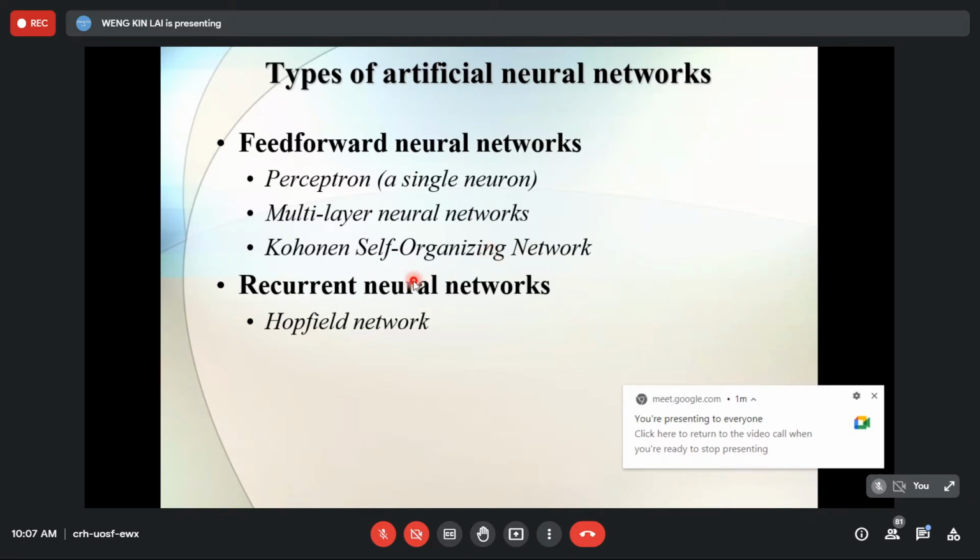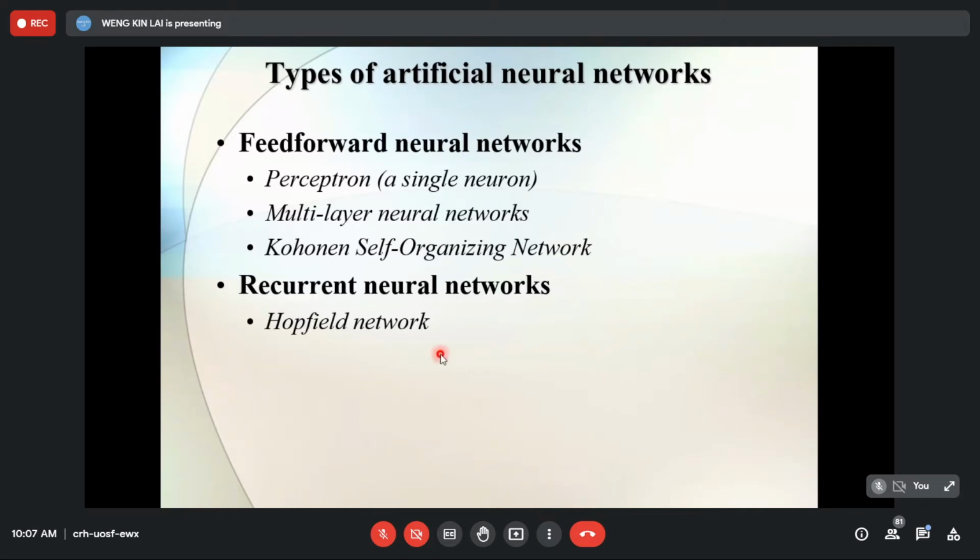So you have the self-organizing network, named after the inventor, if you like. The inventor is Professor Kohonen. Kohonen actually proposed this self-organizing network. Then, of course, as I said, there are many, many more.